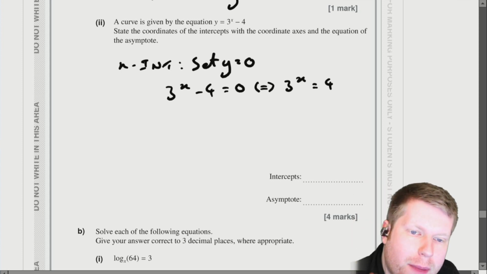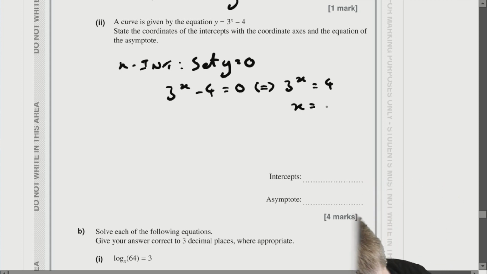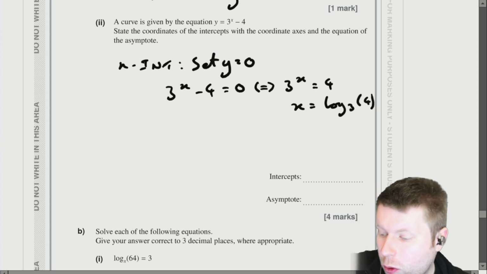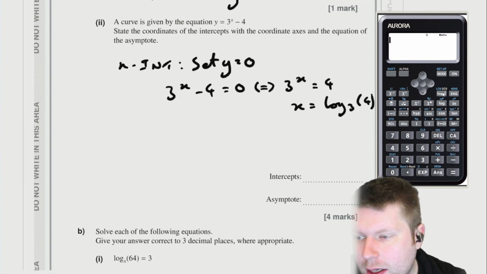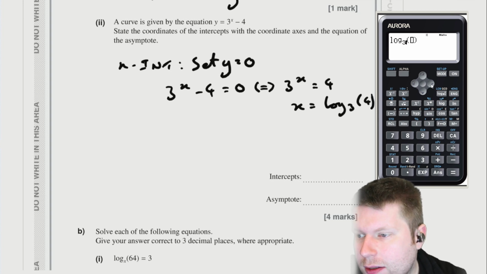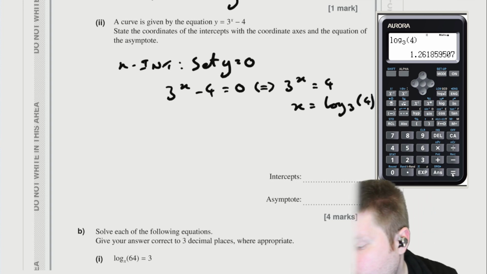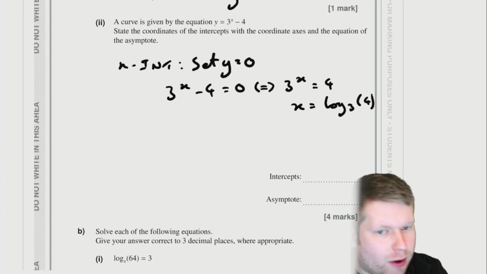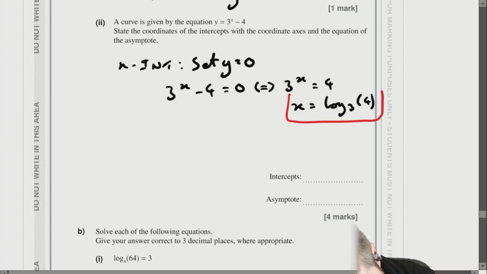And then to find x, remember x is the power. So to find the power, we're just going to use our logs. So we're going to say log to the base 3 of 4. You can leave your answer like that, or you can give it as a decimal. To find a decimal, there's a log button just here. We hit that button, put 3 down here, use the right arrow and put 4. So if you wanted to use 1.26, that's also absolutely fine. But in this case, I'm going to give my x-intercept as log to the base 3 of 4.